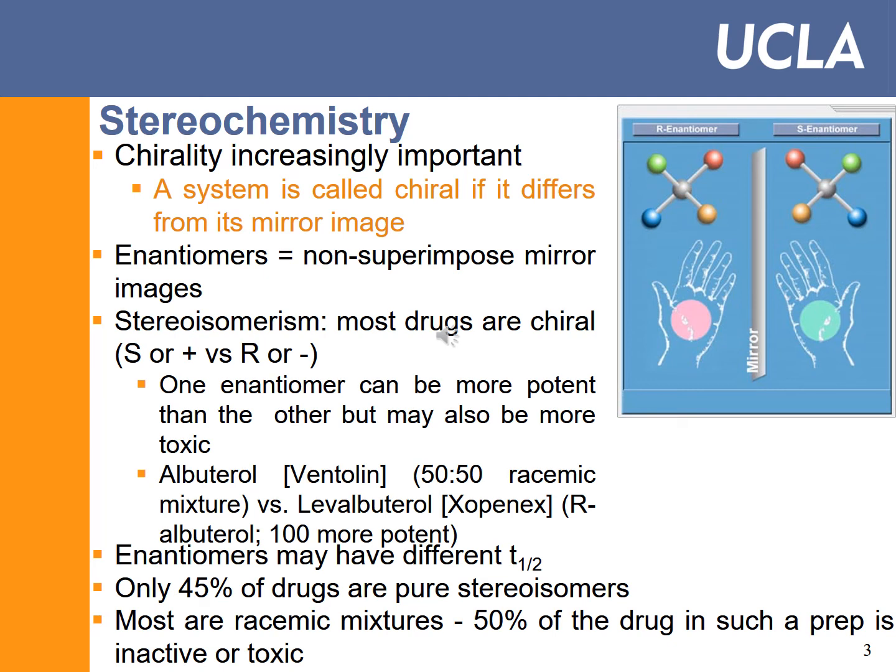And there are only about 45% of drugs that are pure stereoisomers, so isolated enantiomers, either the R or the L. Most of those racemic mixtures that are used in drug therapy are 50% of each enantiomer. In some cases, maybe 50% is not effective. But again, this will be determined during clinical trials, and they will know exactly how much drug they will need to give in order to see an effect.